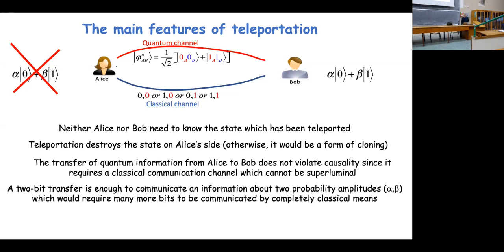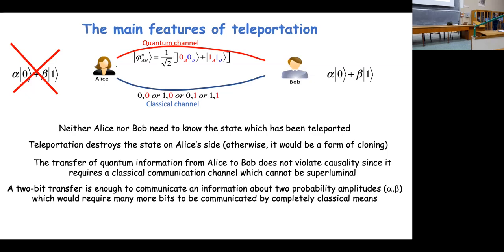Next idea. There is also something very interesting: you have a lot of information in alpha|0> plus beta|1>. Alpha and beta can be any complex numbers such that |alpha|^2 plus |beta|^2 is equal to 1.